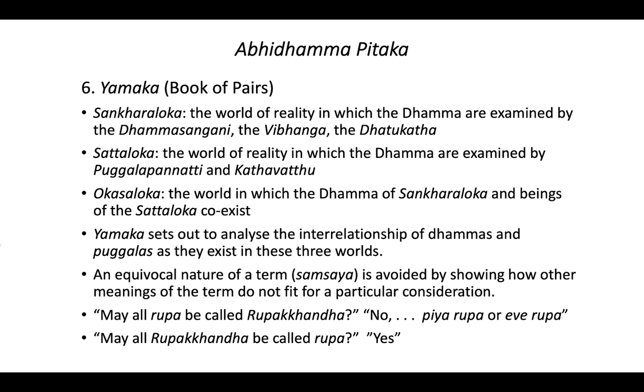Where the Dhammas of Sankharaloka and beings of the Sattaloka coexist is termed the Okasaloka. Yamaka sets out to define and analyze the inner relationship of Dhammas and Puggalas as they exist in these three worlds. Yamaka has the purpose of resolving ambiguity and defining the precise uses of technical terms. An ambiguous nature of a term is avoided by showing how other meanings of the term do not fit a particular consideration.